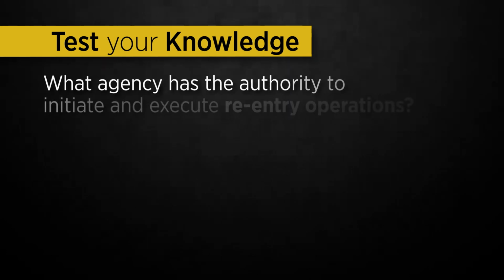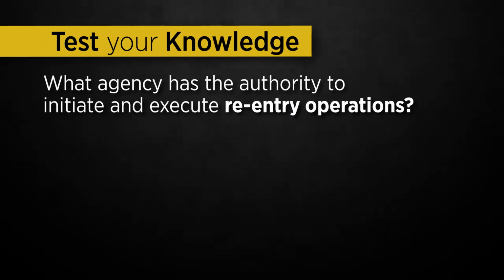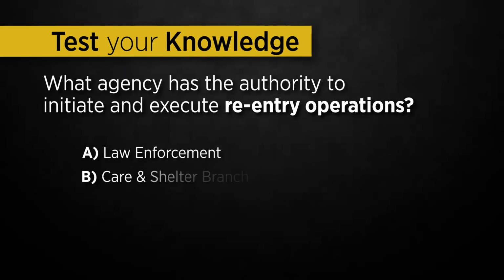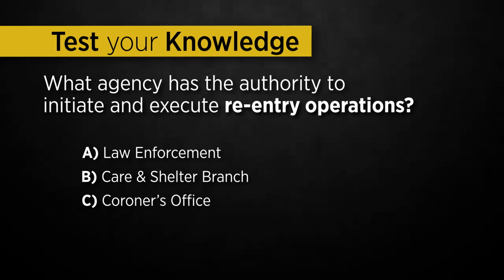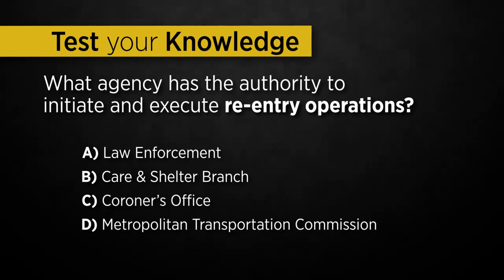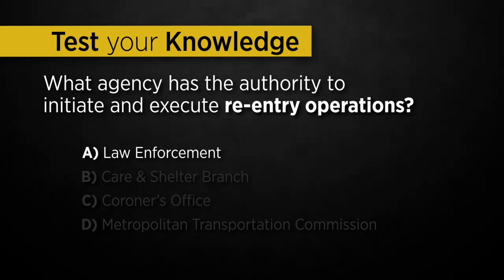What agency has the authority to initiate and execute re-entry operations? A. Law enforcement. B. Care and Shelter Branch. C. Coroner's Office. D. Metropolitan Transportation Commission. Only the local law enforcement agency will have the authority to initiate re-entry into an impacted area after it has been deemed safe and habitable.